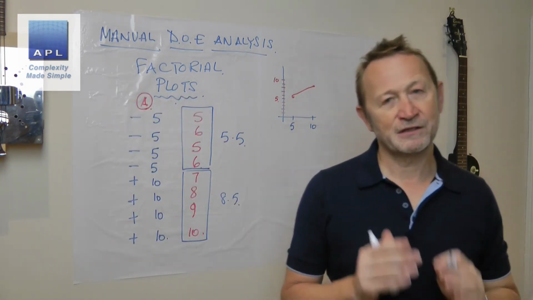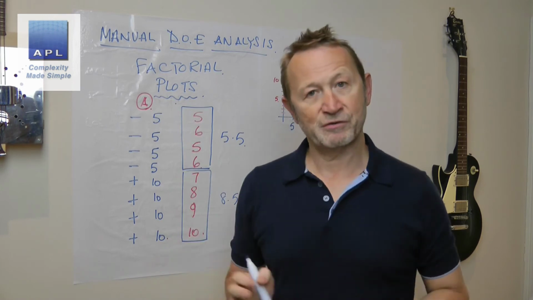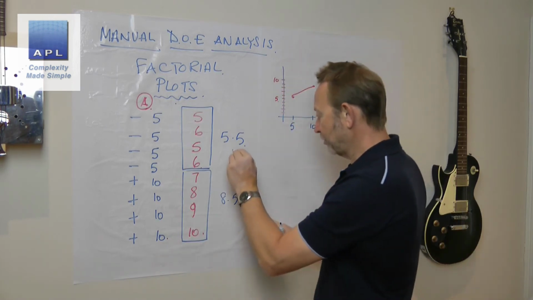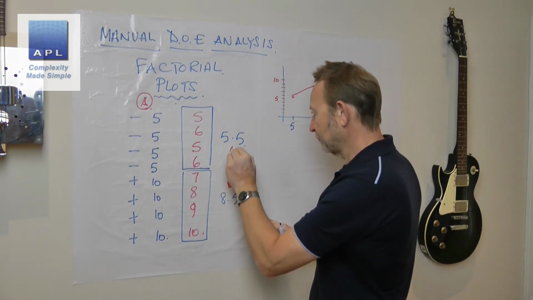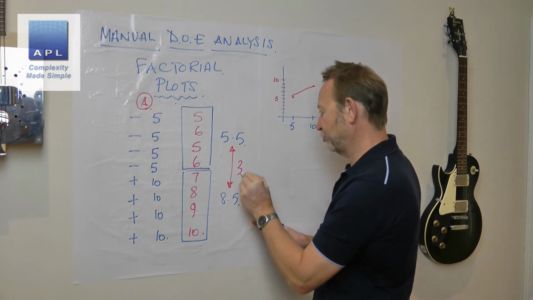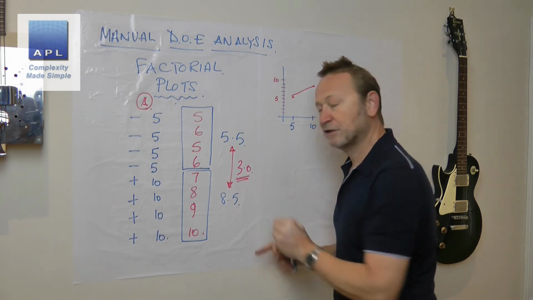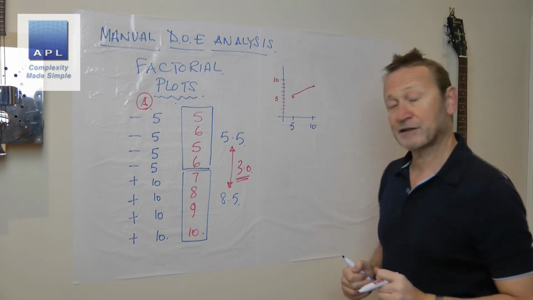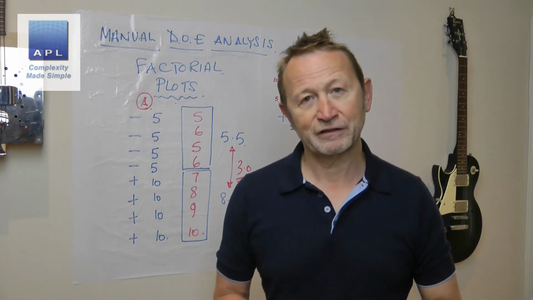This is what time is doing to the process. So time has a delta. It is shifting the result by 3 units, and that's represented by the graph.